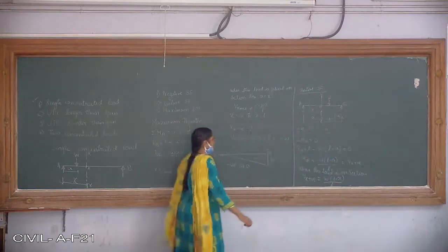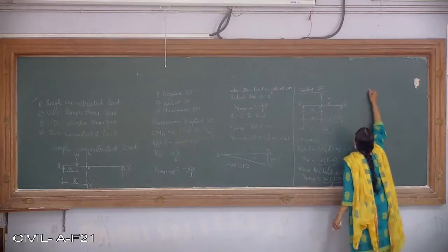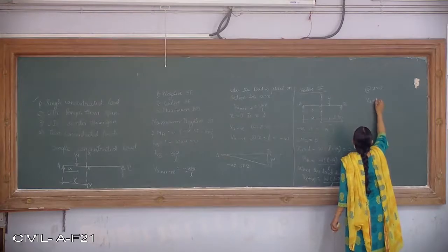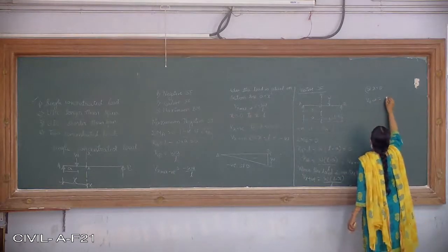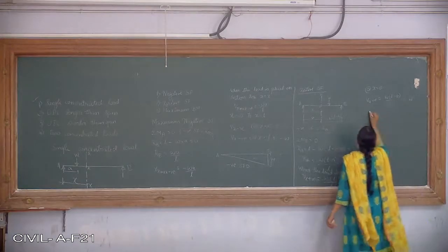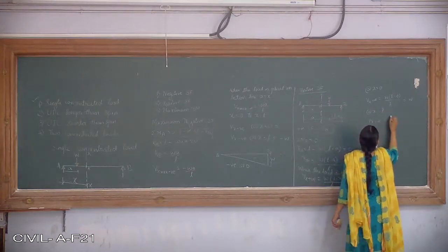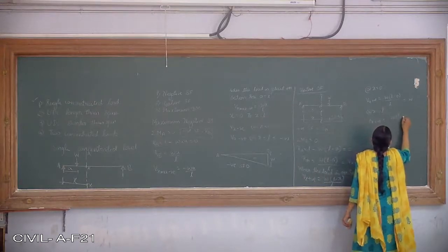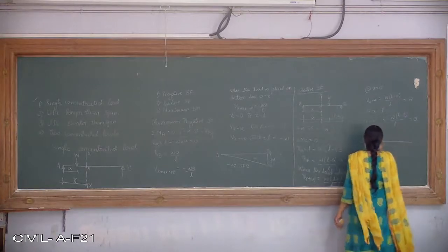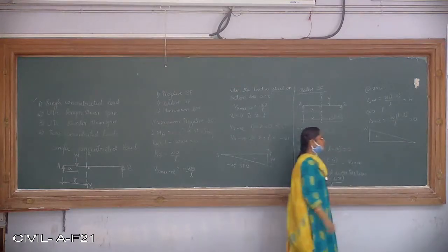So what is the value of X? As I told you, X will vary from x equal to 0 to x equal to L. So at x equal to 0, what do I get? Vx positive is equal to W into L minus 0 by L. So it becomes W. And at x equal to L, Vx positive becomes W into L minus L by L. So that is 0. So positive shear force diagram is going to be like this. Okay, this is your W, positive shear force diagram.